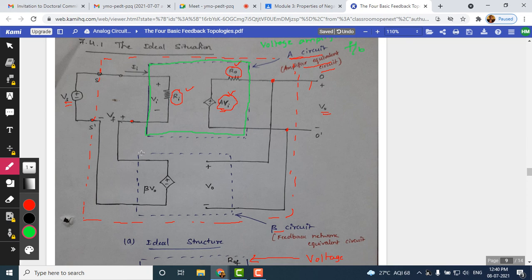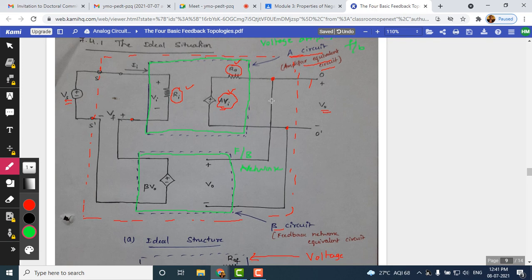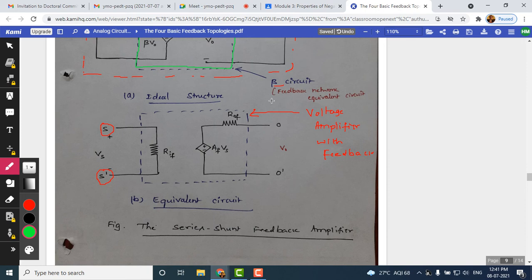Okay, this is a feedback network, I should say here, not an amplifier, it is a feedback network. So this block diagram represents the feedback network. Now combining the entire thing represents what? It is a voltage amplifier again, with feedback now, because the output of the basic amplifier is given back to the feedback network, and again it is applied as an input for the basic amplifier. So this entire thing represents a feedback amplifier.